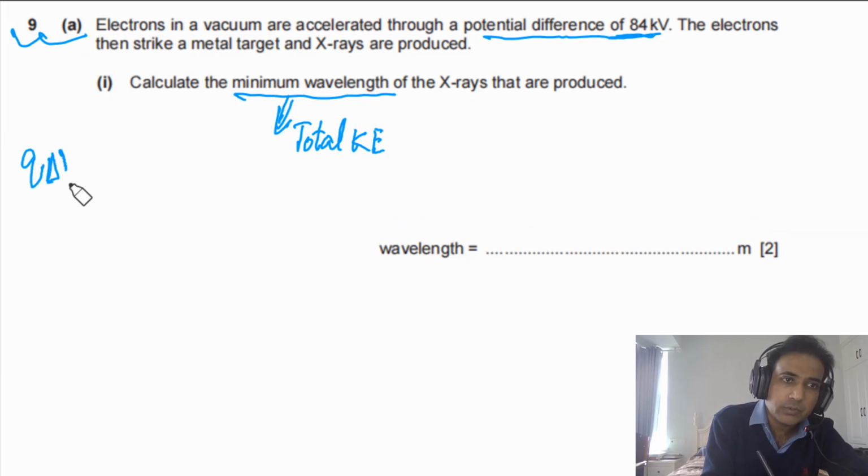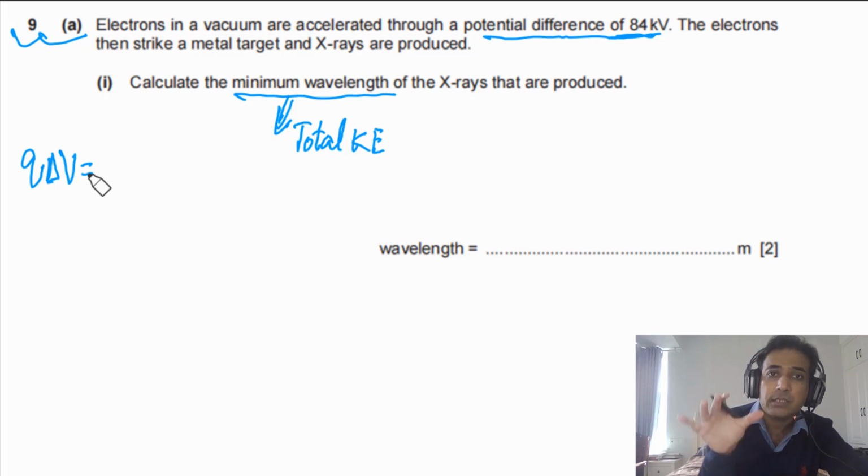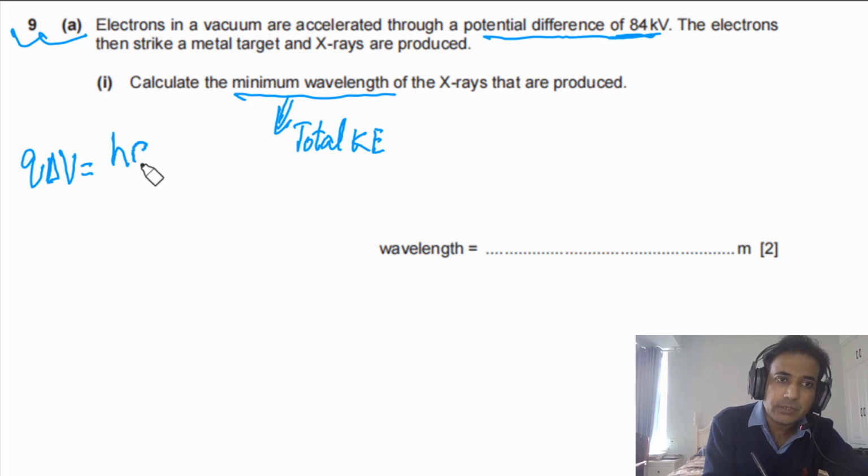We can say Q times delta V. The gain in kinetic energy is equal to the electrical energy supplied, and this is equal to the energy of an X-ray photon. So this is the energy of a single photon and this is the energy gained by a single electron. So we need to find the value of lambda. So we can say lambda minimum in this case will be equal to hc over Q times delta V.